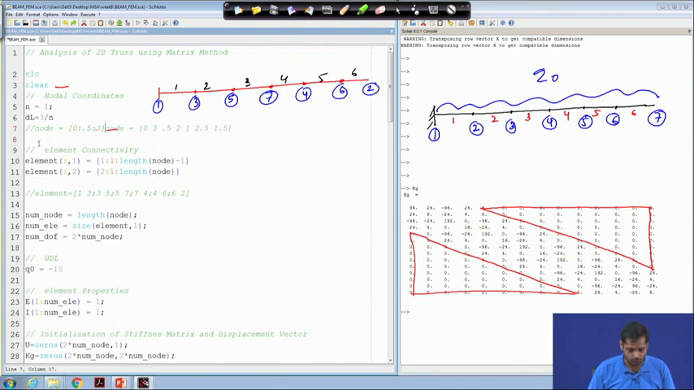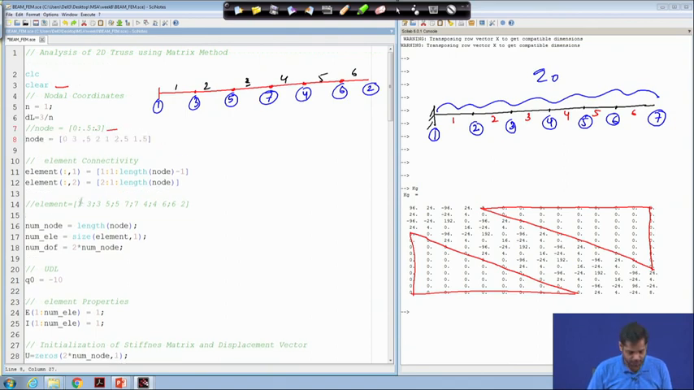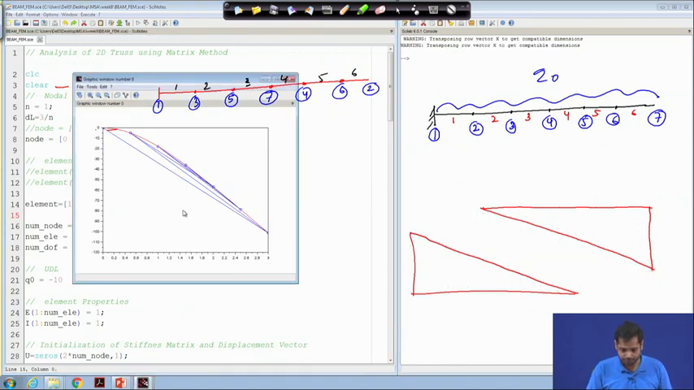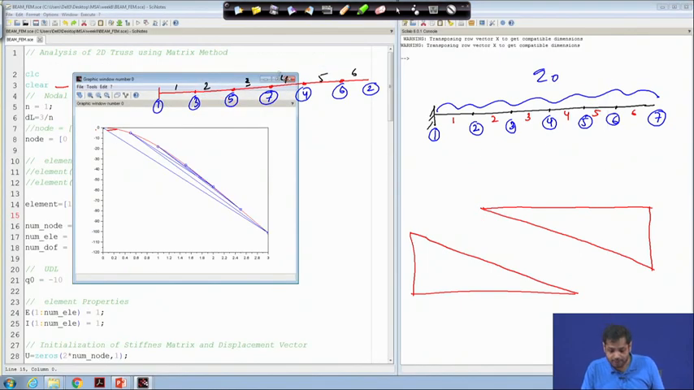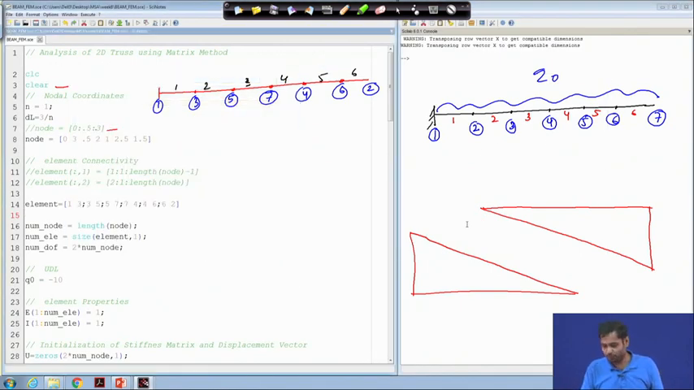So, these are the different nodes and the corresponding connectivity is this. Here element 1 is connected between 1 and 3, element 2 is between 3 and 5, element 3 is between 5 and 7, and so on. Let us solve it. Again, forget about the blue lines. The solution does not depend on your node numbering in this case. But what is the important thing you see is this one.